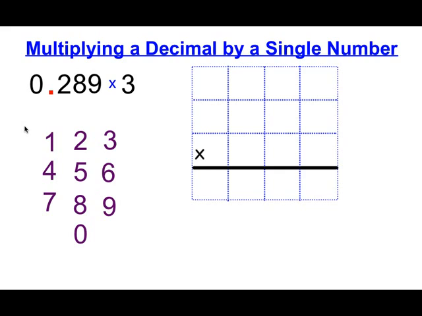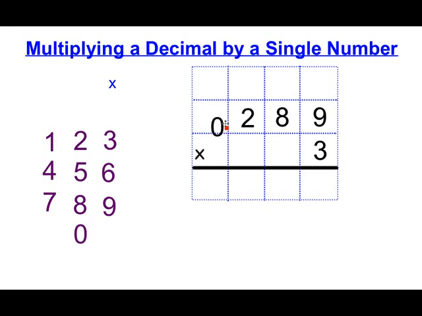0.289 or 289 thousandths times 3. 3 is my whole number, so once again, we're going to move the 3 and we're going to put it on the second line. My 9 starts on my right. I put my 8 in, my 2, my decimal place, and my 0. And then I start my math problem just like before.